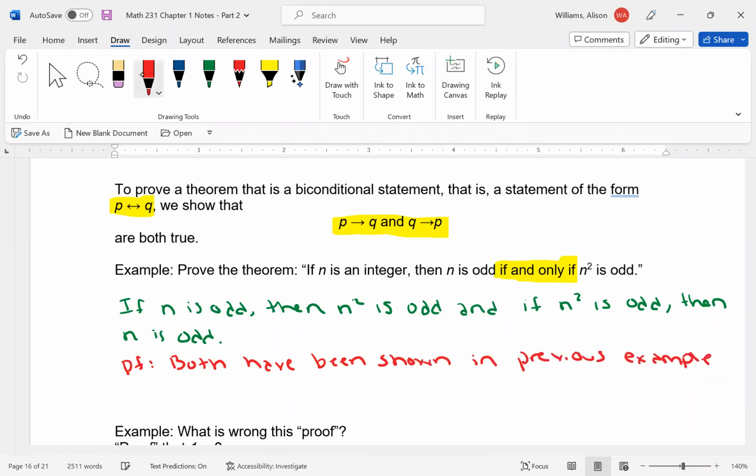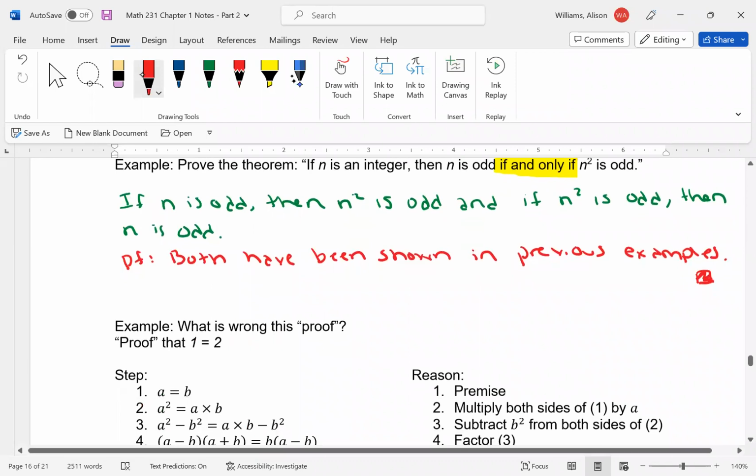So we're done. We've proven the biconditional statement is true because we showed both ways are true. So you might see some biconditionals, and there you go. You have to do both directions. N is odd implies n squared is odd, and n squared is odd implies n is odd. That same both direction format.